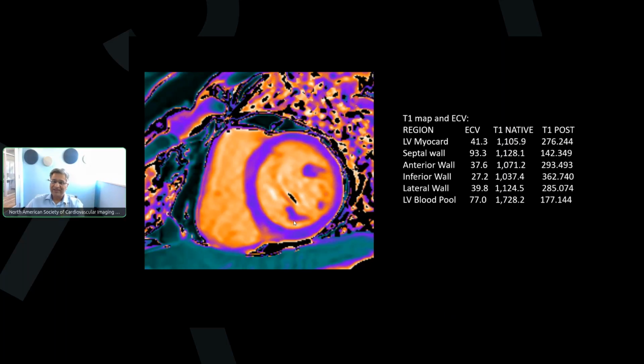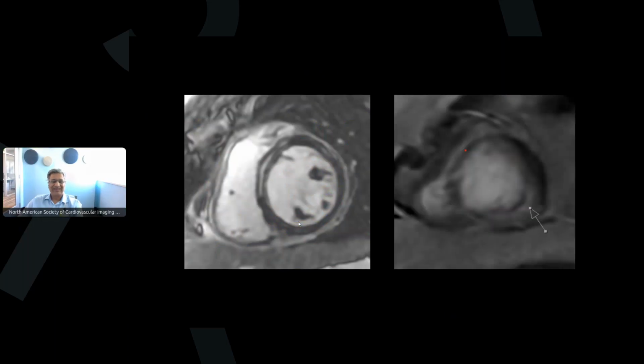So elevated ECV, elevated native T1, and decreased post-contrast T1 times, all findings which are suggestive of myocarditis. So this was a patient with drug-induced myocarditis. Again, on the late enhanced images, you can see the areas of mid-myocardial enhancement, epicardial enhancement in the apex. Again, seeing it over here. So this meets the T1 and T2 criteria for identification of myocarditis.